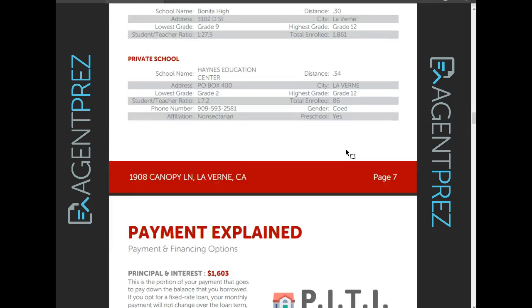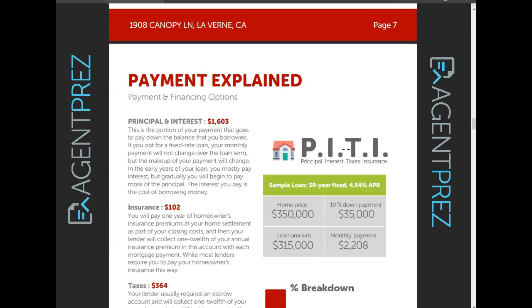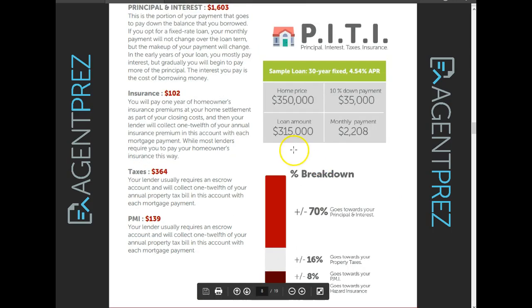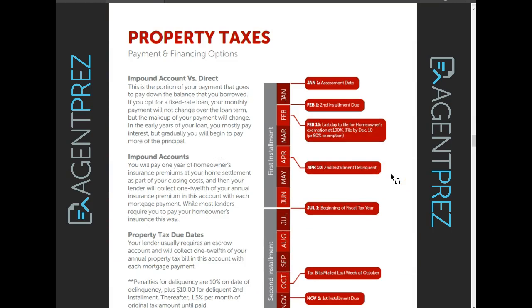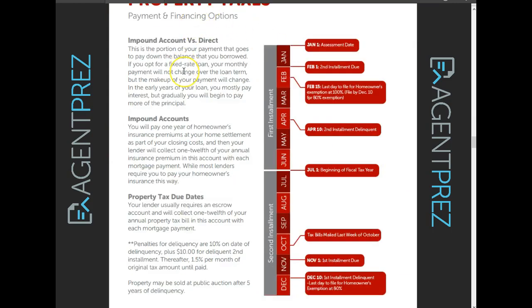Okay. We talk a little bit about the payment. Now, the payment is a sample scenario based off what you see here. Okay, it'll talk about the different elements that make up the payment, right? The percentage breakdown, and if there is private mortgage insurance within it, it explains a little bit about that. Property taxes obviously are very important. We explain the difference between the impound account versus direct. We have an installment calendar here so they know kind of how things are due.